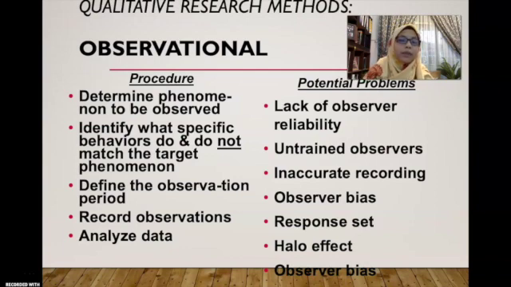Okay, and potential problems that you may encounter while doing this qualitative research method would be lack of observer reliability. Usually the observer would be yourself or other persons that you have assigned. Untrained observers, inaccurate recording, and observer bias. If the persons that you observe are related to you, you may have an observer bias. Response set, halo effect, and observer bias again.